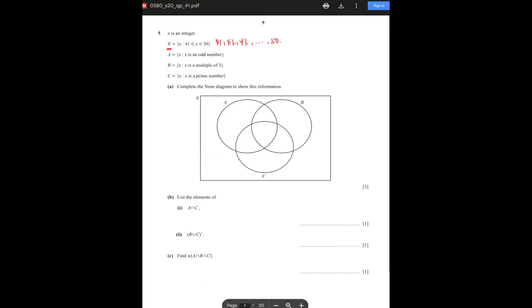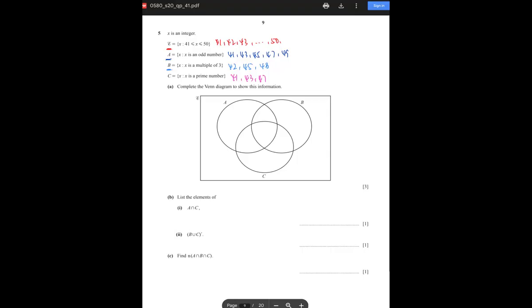Set A contains the elements of odd numbers, so 41, 43, 45, 47, 49. And then set B contains all your multiples of 3, so it's 42, 45, 48. And then set C is all your prime numbers. Prime numbers are 41, 43, 47.